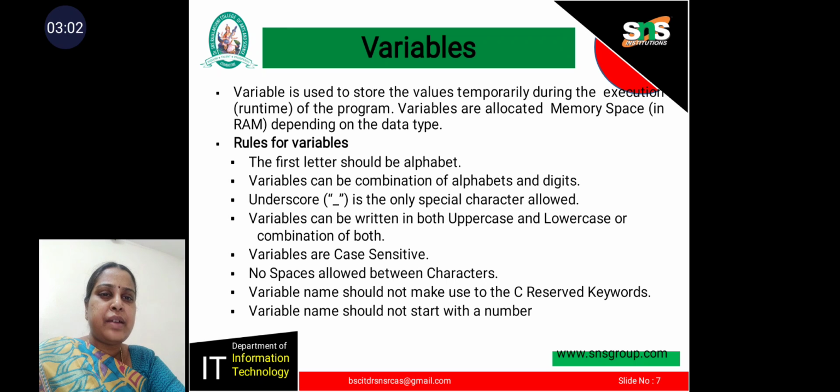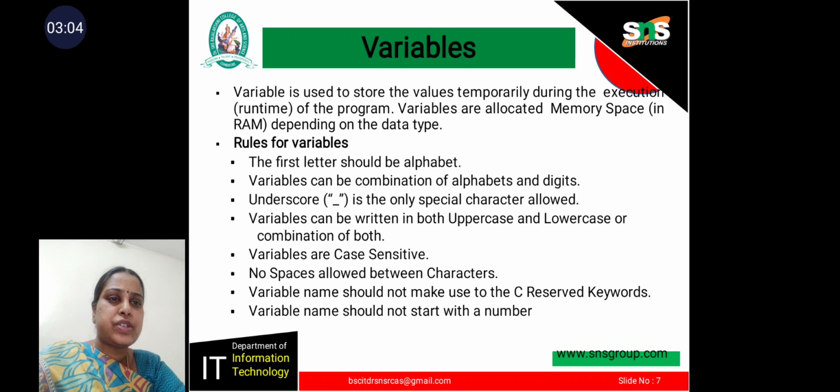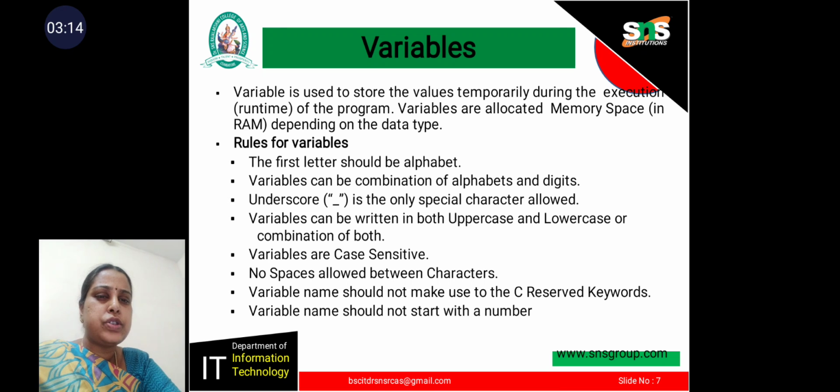Variables. Variables are used to store values temporarily during the execution of the program. Variables are allocated memory space in RAM depending on the data type. Rules for variables: The first letter should be an alphabet. Variables can be a combination of alphabets and digits. Underscore is the only special character allowed to write variables.